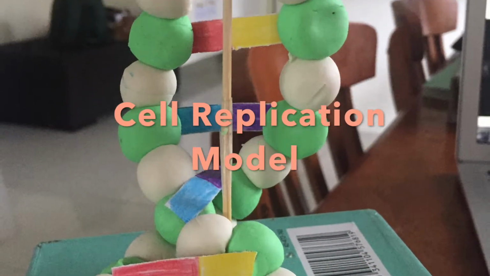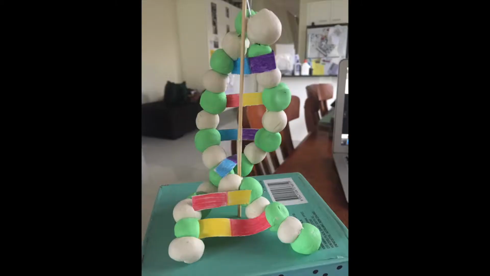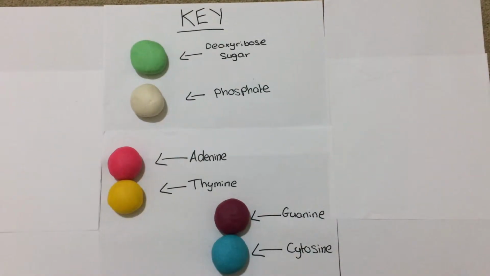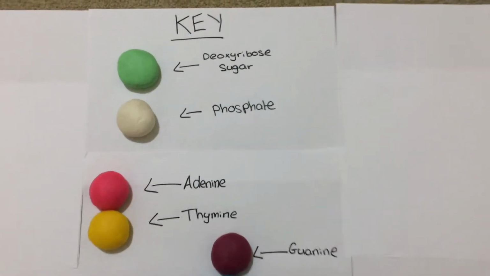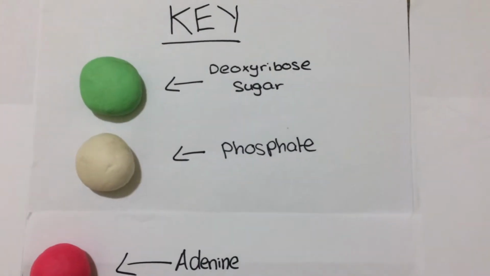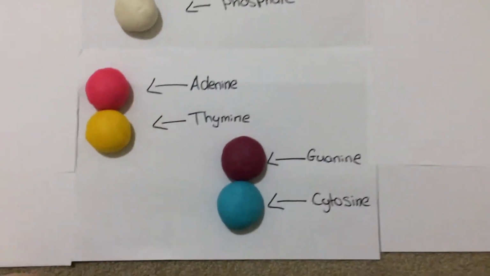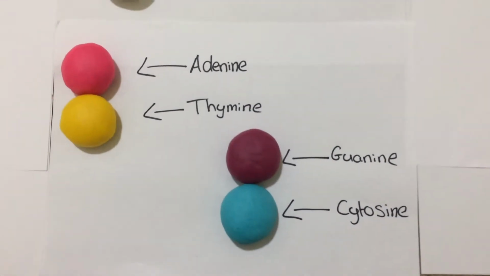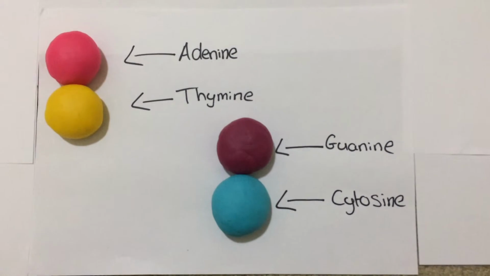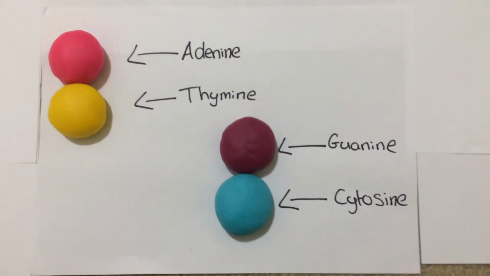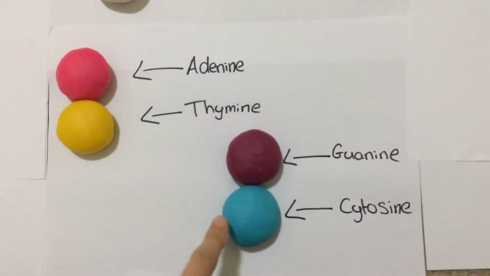This is a replication of the Watson and Crick DNA model. As you can see, it has a double helix strand, or a parental strand, that connects to the bases. These are the nucleotides. The green is the deoxyribose sugar, white represents phosphate, and for the nitrogenous bases, red represents adenine. Yellow is thymine, purple is guanine, and blue is cytosine.